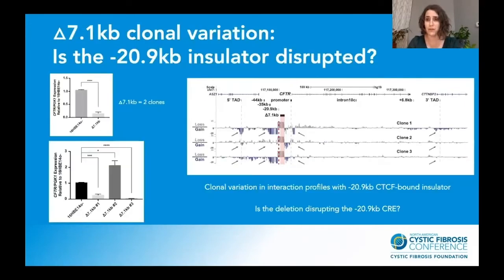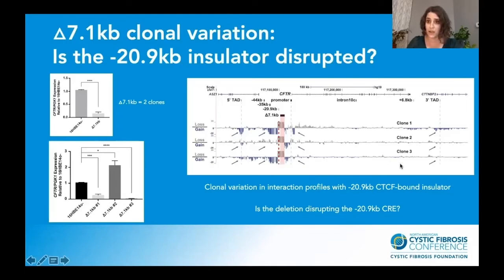However, one thing we were starting to notice is that there's actually a great deal of clonal variation in these different clones. What I had just shown you was the average of 2 clones that had a very strong reduction in CFTR expression. But at the same time, we generated a 3rd clone that genetically does have a homozygous deletion, but has an increase in CFTR expression. We weren't really sure what was going on in these cells until we started to look at the interaction profiles. What I'm showing you here are the changes in the interaction profiles in these 3 different clones using the minus 20.9 kb viewpoint.